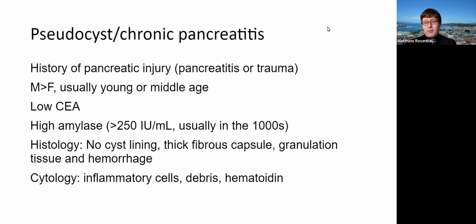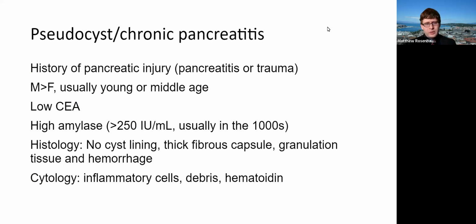Pseudocyst generally follows a pancreatic injury. Most commonly it is pancreatitis due to alcoholism, gallstones, or some form of trauma. Abdominal trauma can cause pancreatitis. Generally, once the acute pancreatitis resolves, you have this cystic space. It's usually more common in men than women, though this depends on your population.